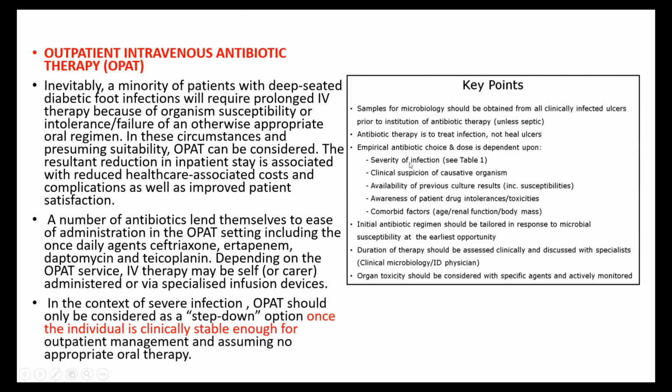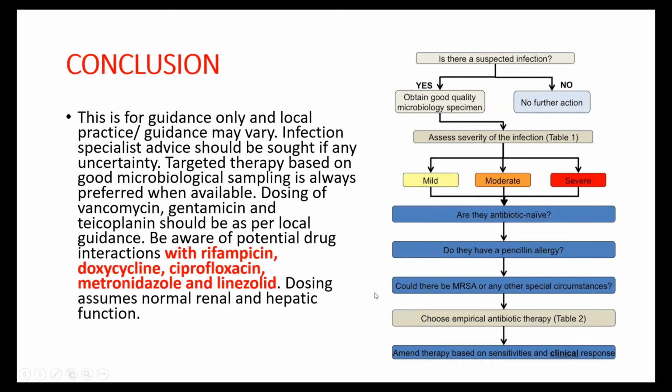Empirical antibiotic choice depends on the severity and clinical suspicion of the organism, availability of positive cultures, and awareness of the patient's drug tolerance or toxicities and comorbid factors: age, renal function, body mass. The initial antibiotic regimen should be tailored, and duration of therapy should be assessed clinically and discussed with a specialist clinical microbiologist. Toxicity should be considered with specific agents and actively monitored. Conclusion: beware of potential side effects and drug interactions with rifampicin, doxycycline, ciprofloxacin, metronidazole, and linezolid.